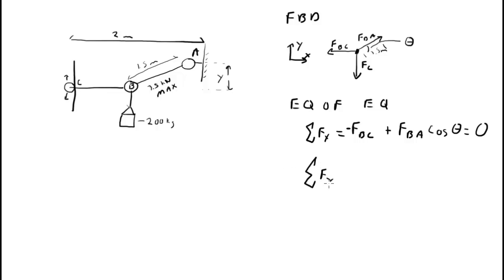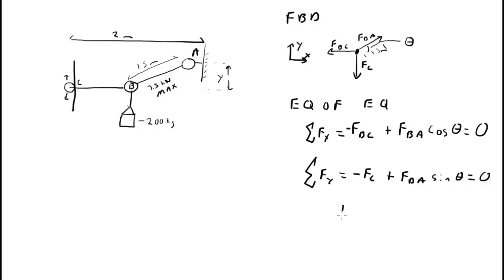Now we do the sum of forces in the y direction. FBC has no component in the y direction, but we do have FC in the minus y direction, plus FBA times the sine of theta. So that's in the positive y direction. So if we look at here, we have a couple of unknowns. We have FBA, we have FC, FBC, and theta. So we actually have 4 unknowns, but only 2 equations. So we need to write some other equations down.